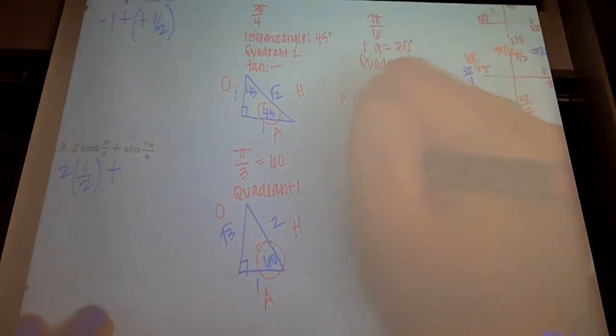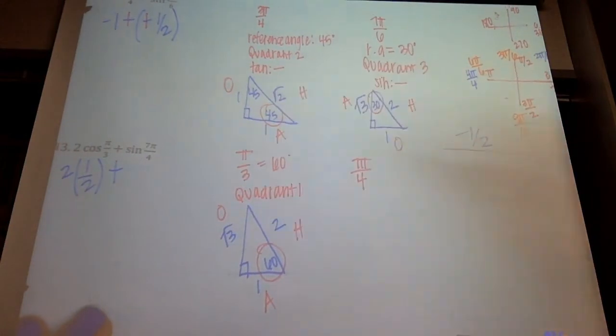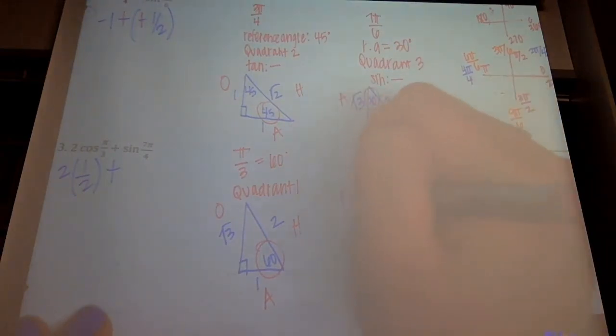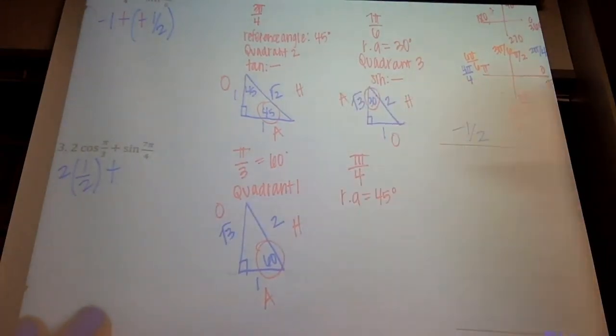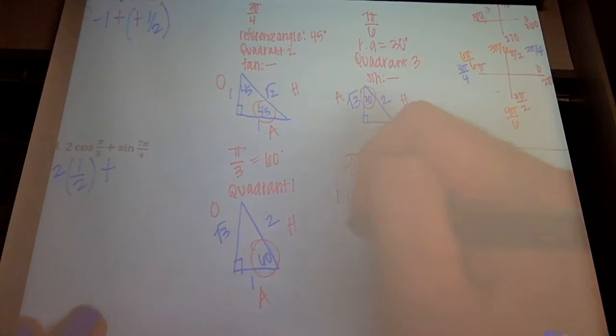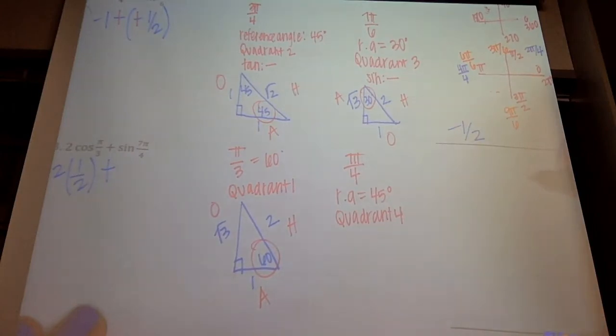Look, unfortunately, that one's not as easy as this guy was. So 7 pi over 4, my denominator is 4, so the reference angle I know is going to be 45 degrees. Now 7 pi over 4, this one's kind of funny, but 2 pi is 8 pi over 4. It's 1 less than 8 pi, so it's going to be in quadrant 4. And then in quadrant 4, sine is negative.